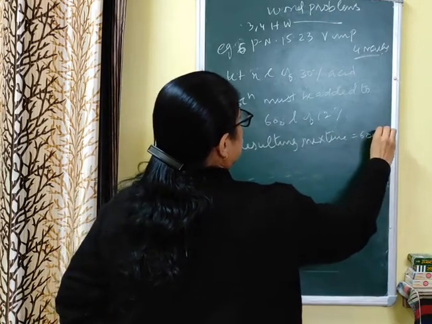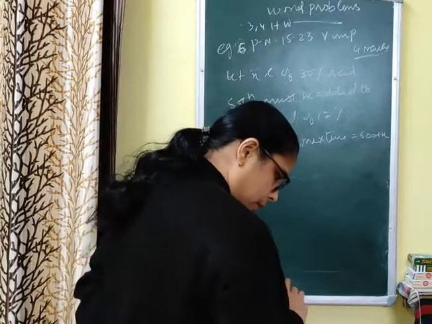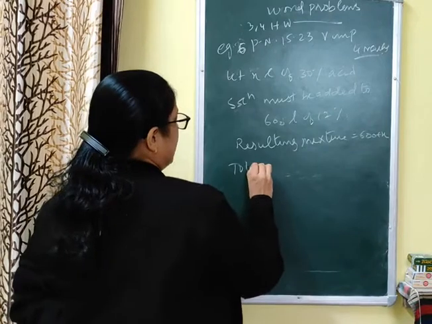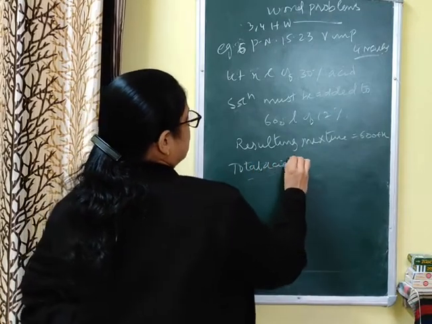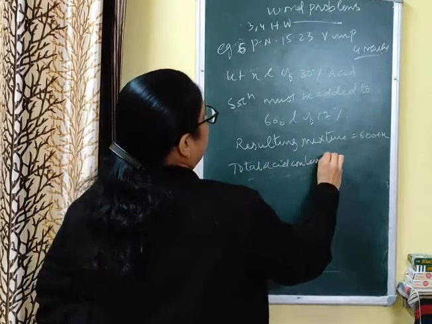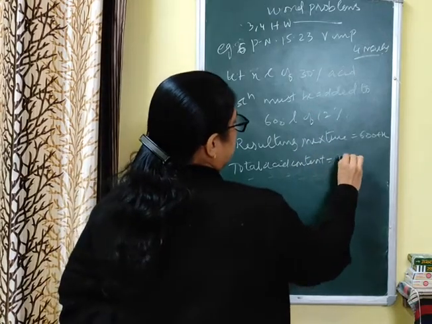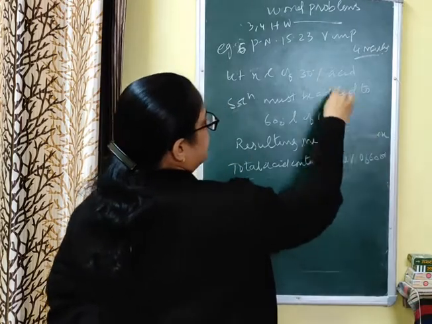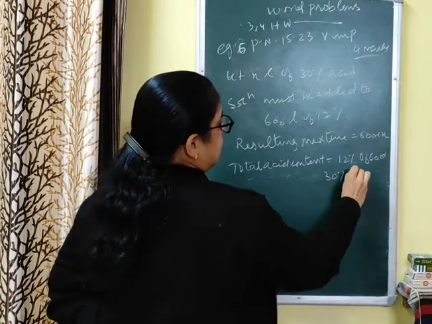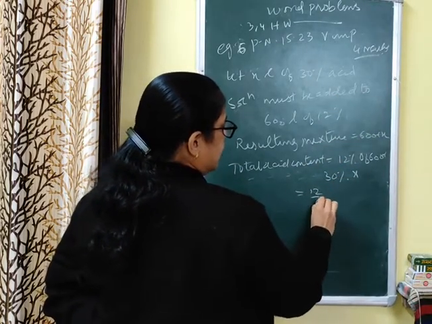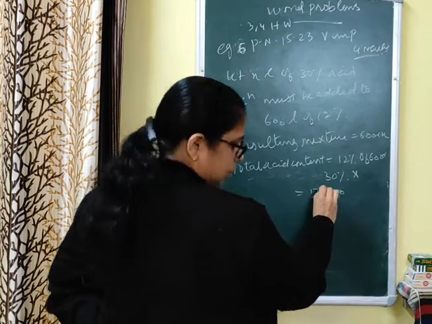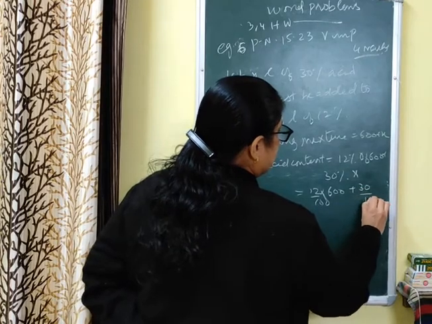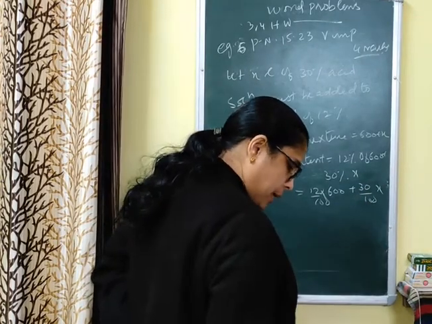600 plus x liters. अब now you are given that टोटल एसिड कंटेंट इसमें कितना आएगा? टोटल एसिड कंटेंट कितना होगा? पहले ऑलरेडी था 12% 600 का, तो 12% ऑफ 600 प्लस अब आपने कितना डाला? 30% ऑफ x डाला, दैट इज 12/100 इंटू 600 प्लस 30/100 into x. So that is 30x/100.